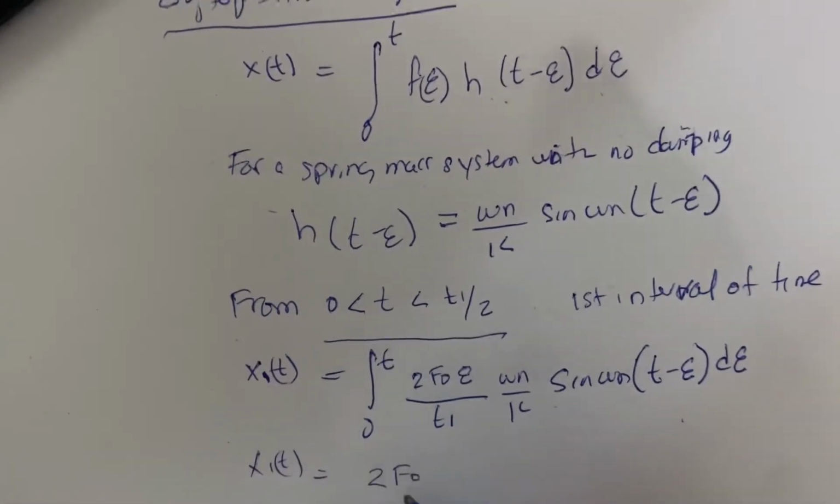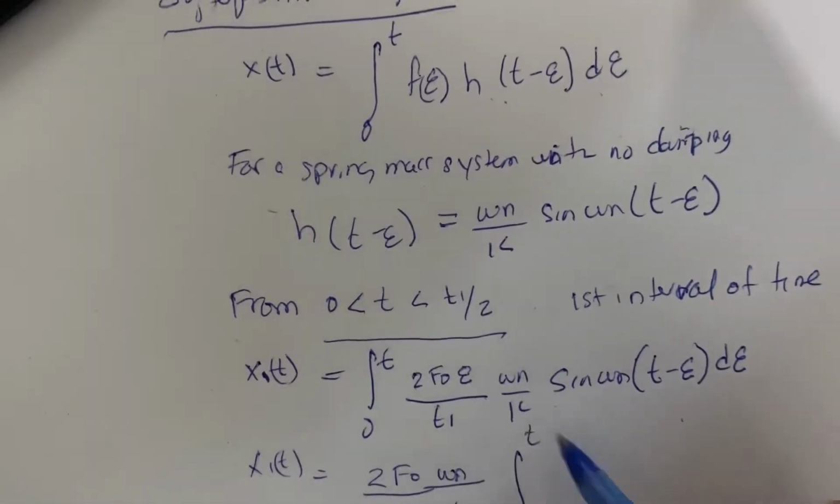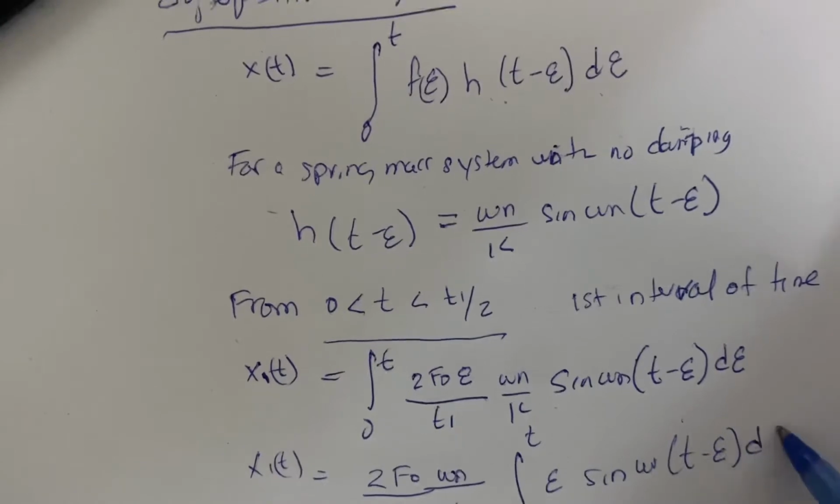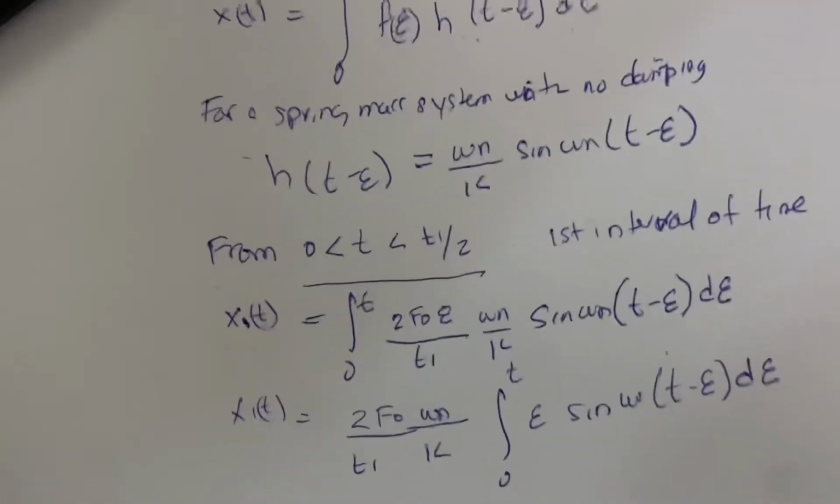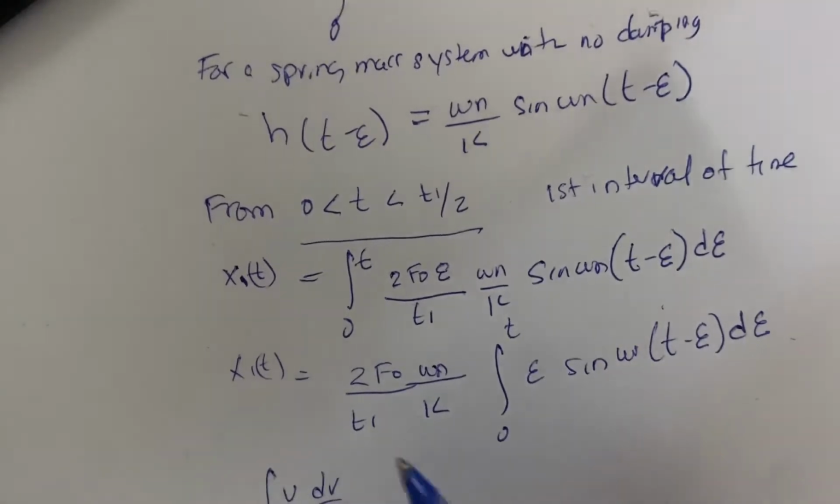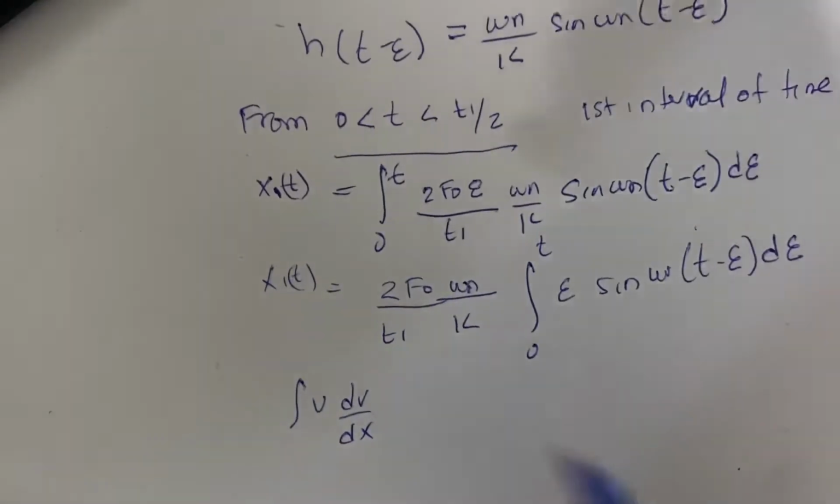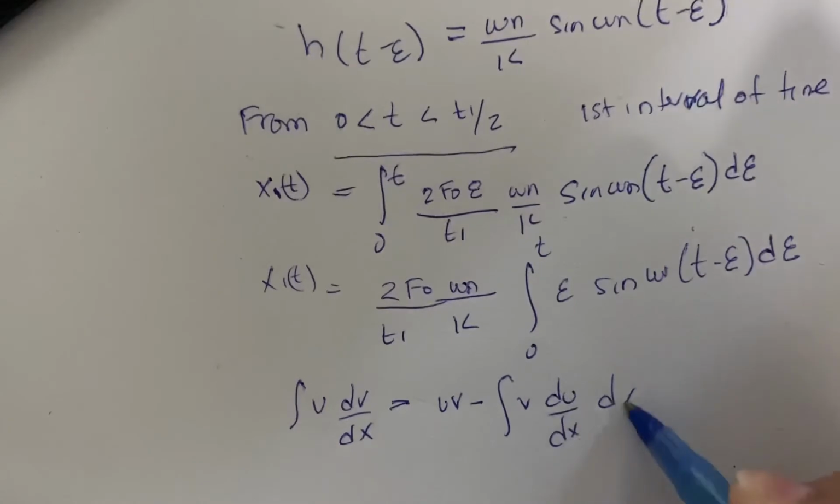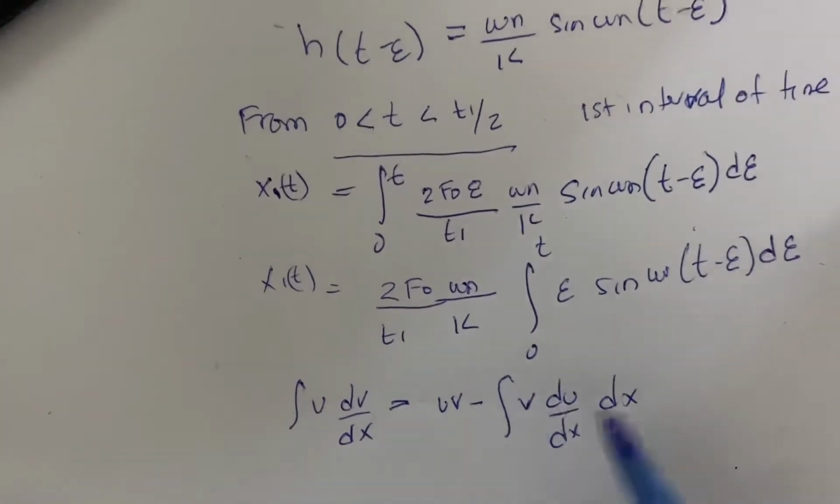To do that, let's put the constants outside. Everything that is constant is going to go outside of this integral. I'm going to have the integral from 0 to t of epsilon sine omega n (t minus epsilon). Note that this integral has two functions, so we can use the integration by parts process to solve it. So let's do that. We recognize that integration by parts has this form: the integral of u dv equals uv minus the integral of v du. All we need to do is identify what is u and what is v.